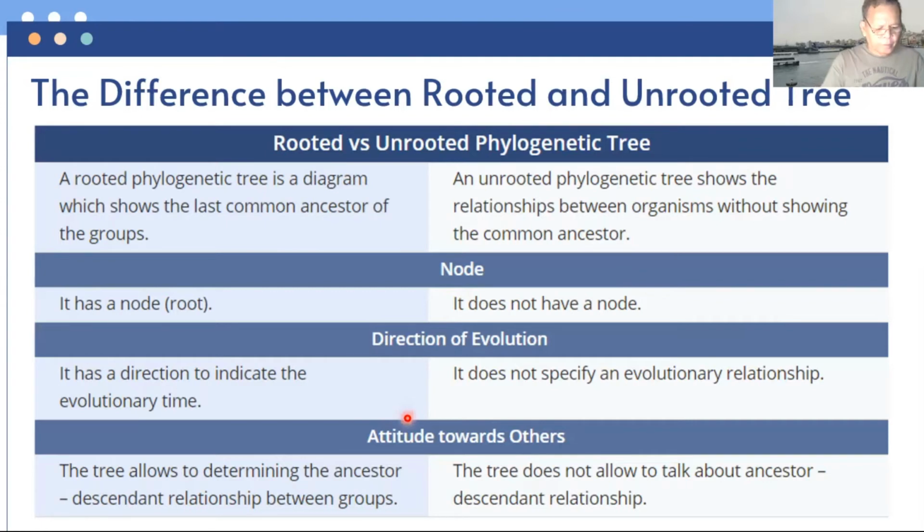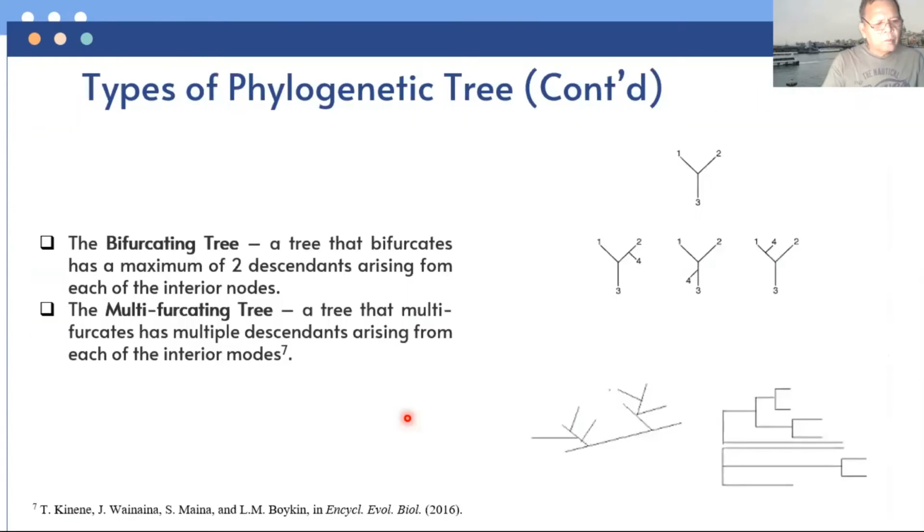Now let's move to types of phylogenetic tree. The bifurcating tree, a tree that bifurcates, has a maximum of 2 descendants arising from each interior node. The multifurcating tree, a tree that multifurcates, has multiple descendants arising from each interior node.